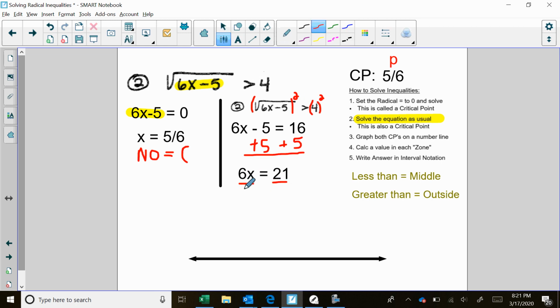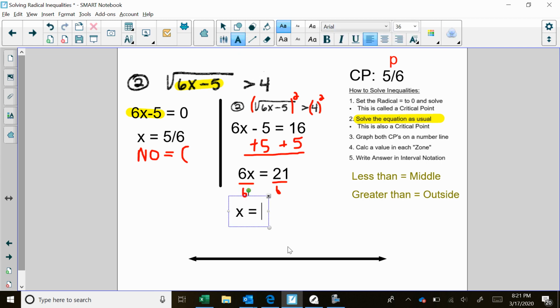Divide by 6, and x will equal 21 divided by 6. It doesn't go into it evenly, but we can simplify it. 21 divided by 6 is going to be 7 over 2. So that was our second critical point, 7 over 2.